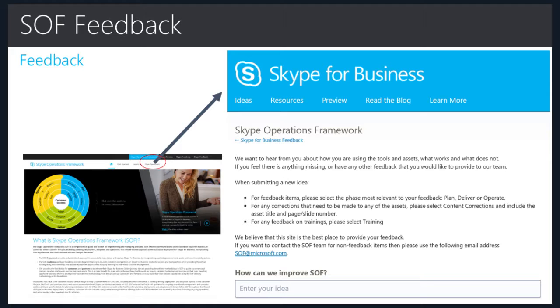And we also ask you to think about this within the terms of the SOF phases, which are plan, deliver, and operate, to help us to understand where the feedback is pointed at. If you've got specific feedback about specific slides, then it's a good idea to tell us that this deck, it's slide this, so we can get very focused on the feedback and understand what we could improve and update.